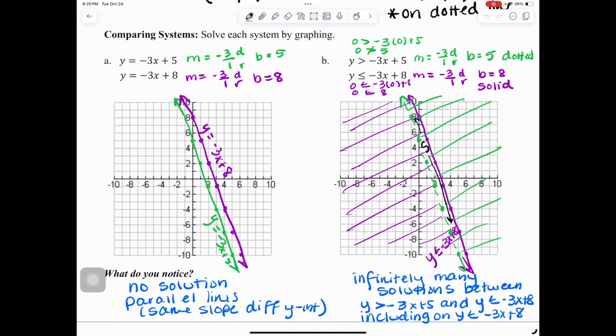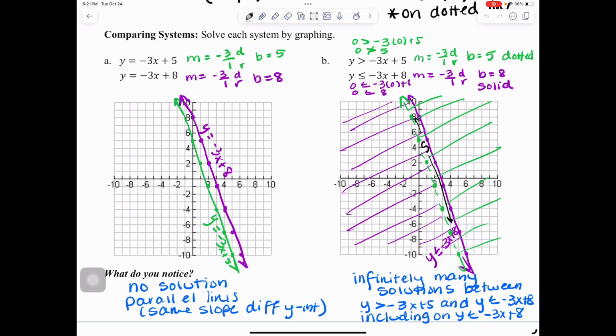And you could have told that as well by looking at the equations. They have the same slope, so they're slanted the same way, but they have different y-intercepts. Now, by changing the equality symbol, equal sign, to inequalities instead, there's shading involved. And so what happens in B is you graph them the same exact way. But when you test your points, the green one, the one I did first, y is greater than negative 3x plus 5, you end up shading kind of up and to the right. The second one that I did in purple, y is less than or equal to negative 3x plus 8, you end up shading kind of down and to the left.